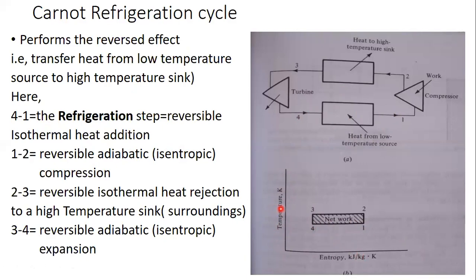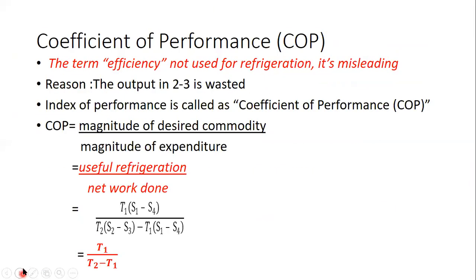getting added or removed? Just multiply temperature with the entropy change. The entropy change happening is S1 minus S4, because the cycle is moving from 4 to 1. So S1 minus S4 multiplied by the temperature. Temperature here we are assuming T1 and T4 are same, so we are assuming it as T1.